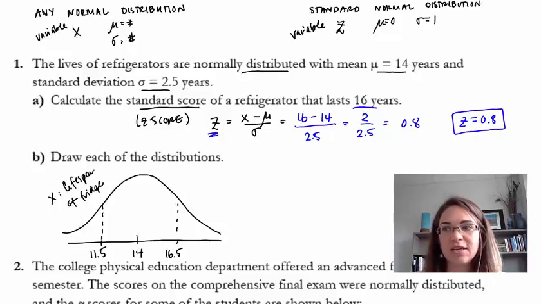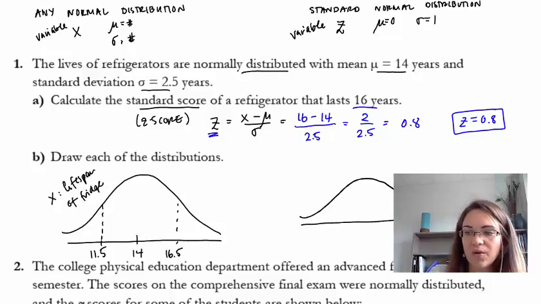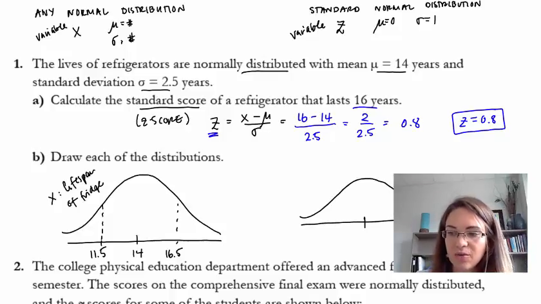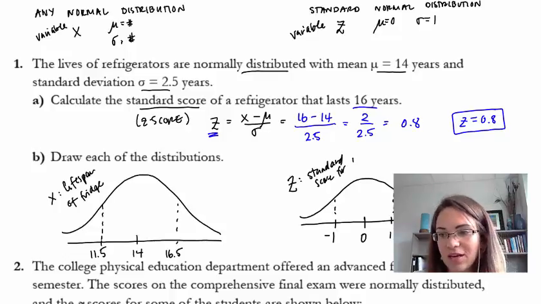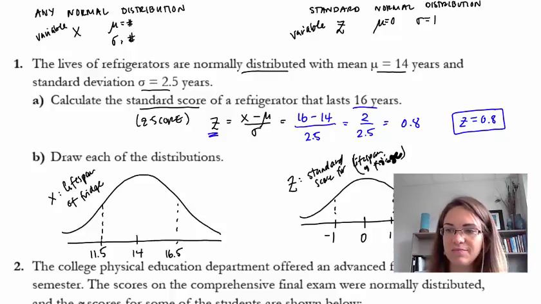The distribution, the standard normal distribution, always looks the same. Always normally distributed, always a mean at 0, and a standard deviation of 1. So 1 and -1 are the points of inflection on the curve. Now this is a z, where z is the standard score for lifespan of refrigerators, just from our application.